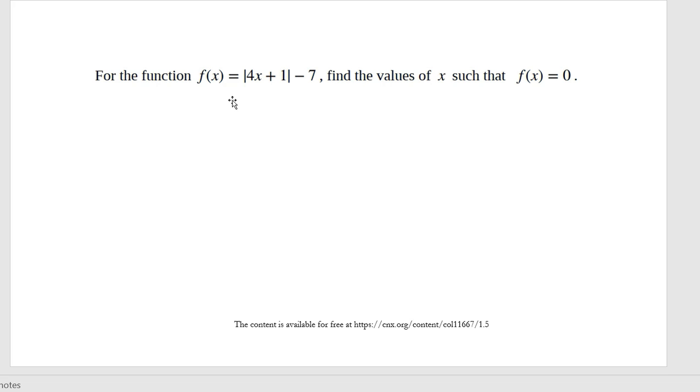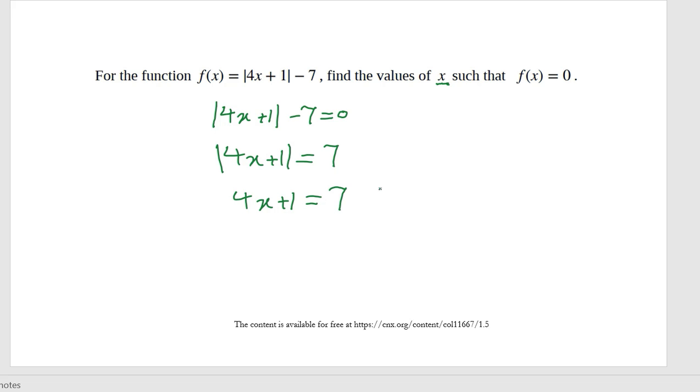For the function f of x is equal to absolute value of 4x plus 1 minus 7, find the value of x such that f of x is equal to 0. So absolute value of 4x plus 1 minus 7 is equal to 0. That means absolute value of 4x plus 1 is equal to 7. So 4x plus 1 is equal to 7, or 4x plus 1 is equal to negative 7.